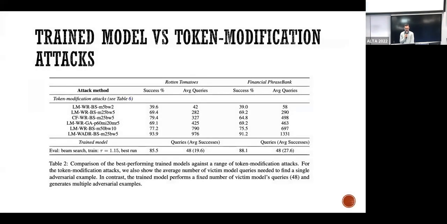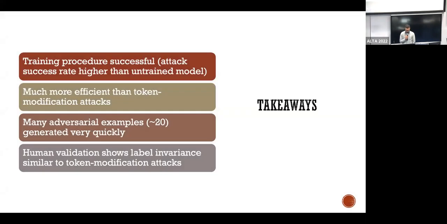We compared it to a bunch of those optimization token modification algorithms I showed you before, and we found that those token modification attacks did pretty well in terms of attack performance. In fact, they beat our model, but our model was much quicker because it doesn't have to solve the optimization problem, and it can generate 20 examples where the other one can generate one in much quicker time. So that's a win of sorts for our model. Yeah, that's more or less it. Happy to take questions now.